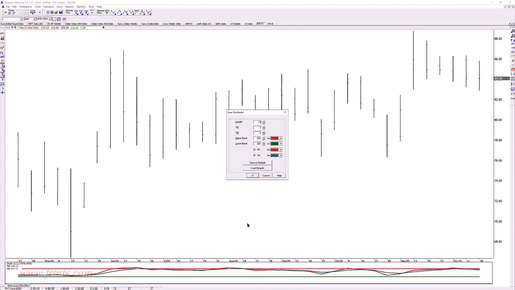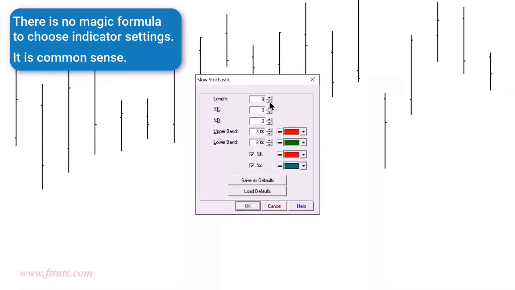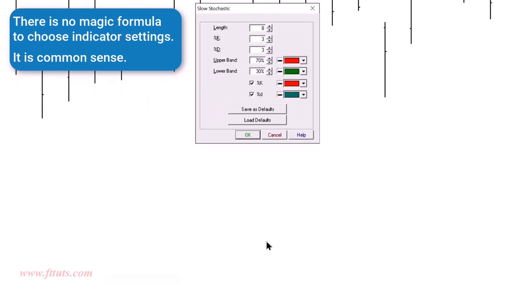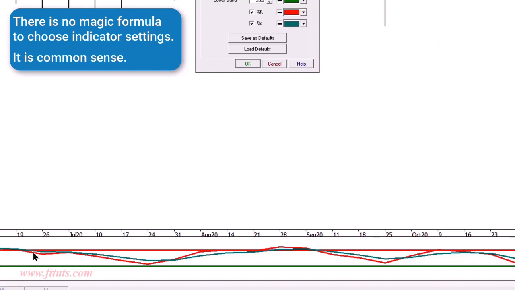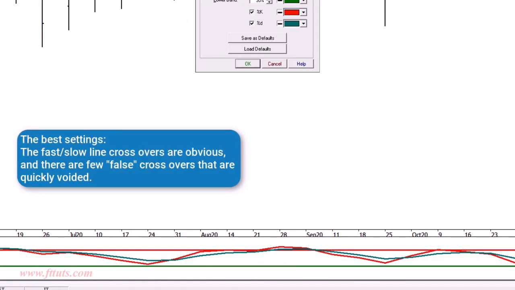Okay, so I want it to be a little bit more sensitive so we can recognize those momentum cycles a little bit better. So I'm going to put it back to 8, and then you can kind of play with the percentage K and the percentage D until you get some obvious crossovers and the fewest number of what we can call false reversals, where I actually don't see many in this chart, but it's where they would cross over one bar and then immediately cross back the next bar. That's what we want to kind of avoid.